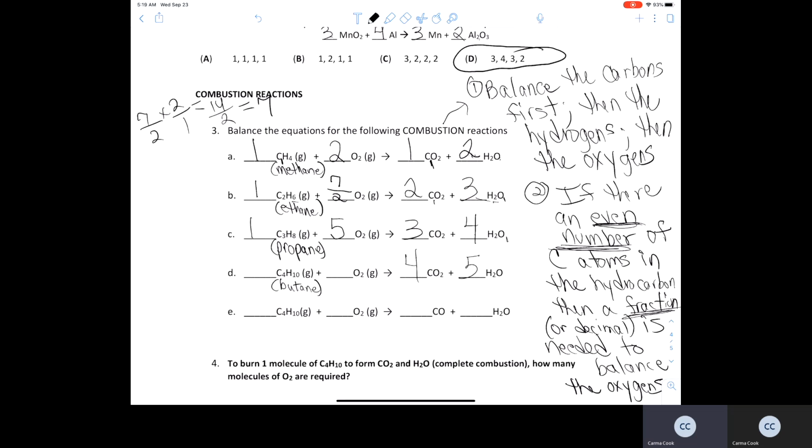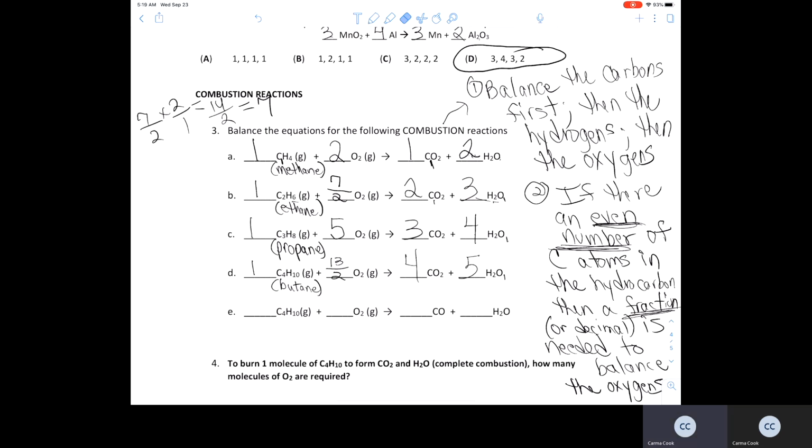So we count up the oxygens on the right. We've got 5 oxygens provided by the 5 water molecules. Each water molecule has 1 oxygen. So if you have 5 water molecules, you've got 5 oxygens. But also there's oxygens in the CO2 molecule. Each CO2 molecule has 2 oxygens. And if there are 4 of them, 2 times 4 is 8. So 8 plus 5 is 13. So we put 13 over 2 as our coefficient in front of the oxygen. And now our butane combustion reaction is balanced.